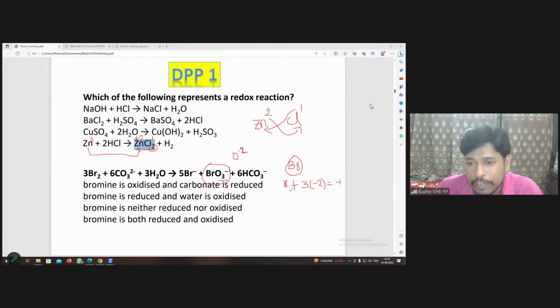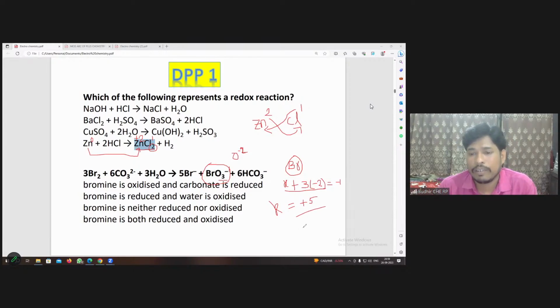Now, can you find out X from this one? X minus 6 is equal to -1. So 3 into -2 means -6 only, no? So X minus 6 is equal to -1. And obviously, X is equal to how much? If you bring this -6 to the other side, it becomes +6. So +6 minus 1. So the oxidation number of bromine in this ion is +5.